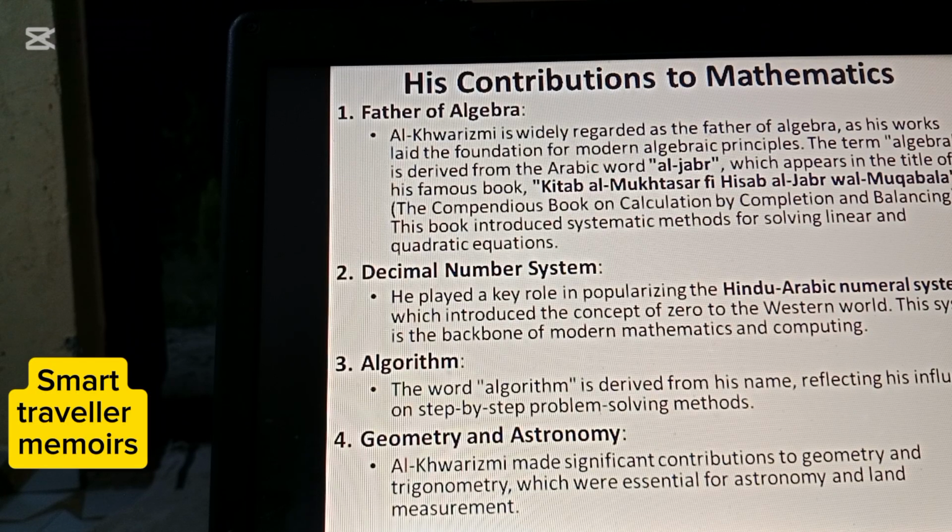In algorithm, this word is derived from his name, which reflects his influence on step-by-step problem-solving methods. And finally, he made a significant contribution to geometry and trigonometry, which were essential for astronomy and land measurement.